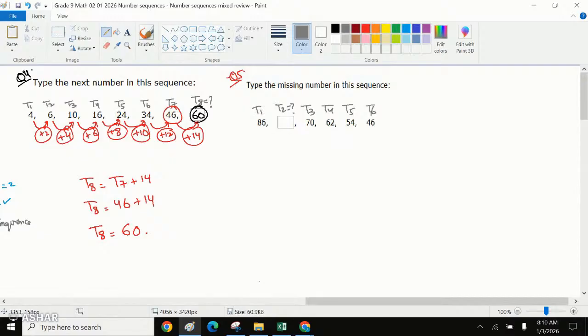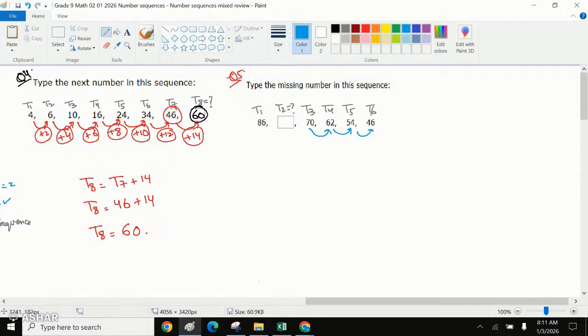80, because it's reducing, that means it should be subtraction, right? After 80, we do not know the second term. So let's skip the second term. Let's go to the third term and the fourth term. Let's look at their differences over here. If the difference between these two terms is the same, then we don't have any problem. We do the same over here.